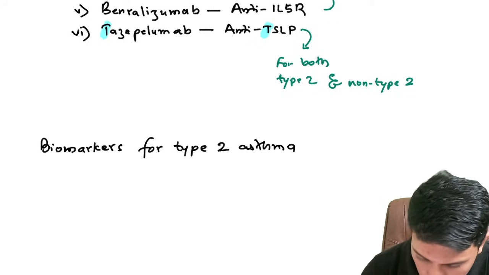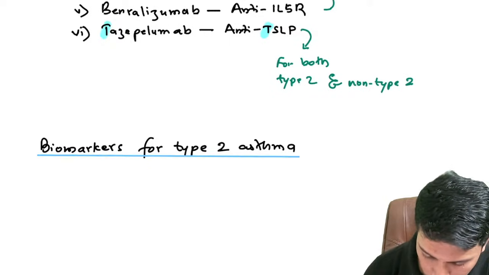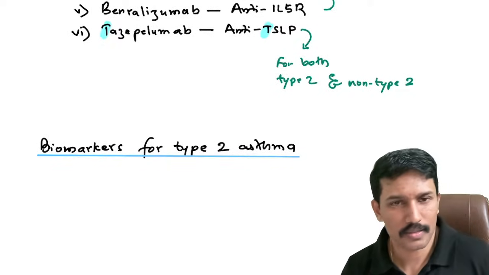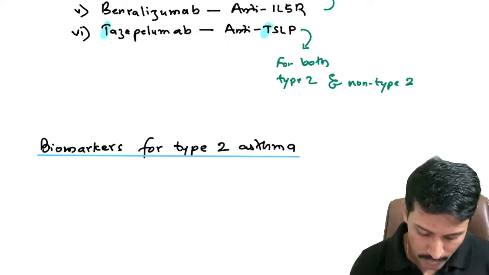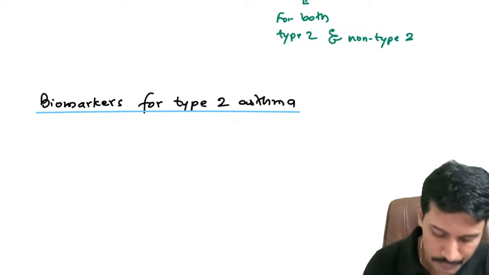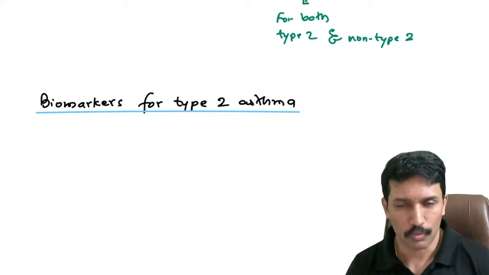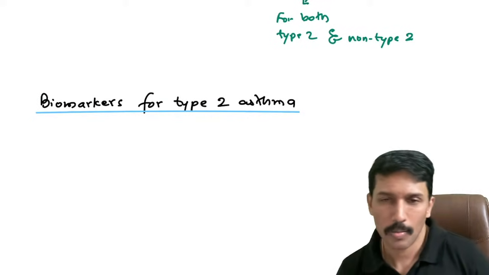Now I just told you that we use so many drugs for type 2, but for non-type 2 I have only one, that is tezepelumab. But how will I get to know whether my patient has got type 2 asthma or non-type 2? And for that we do biomarkers. So if any of these biomarkers are elevated, it is pointing towards type 2. If they are not elevated, it is pointing towards non-type 2.